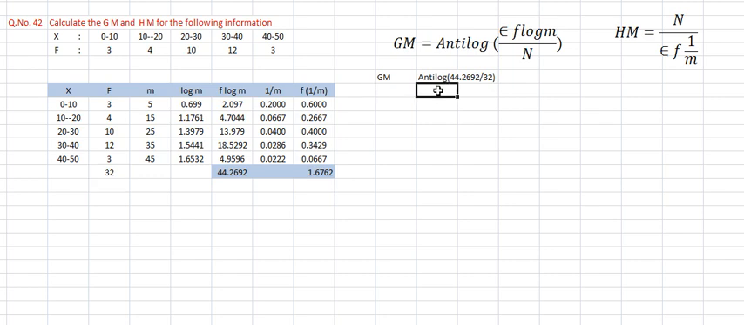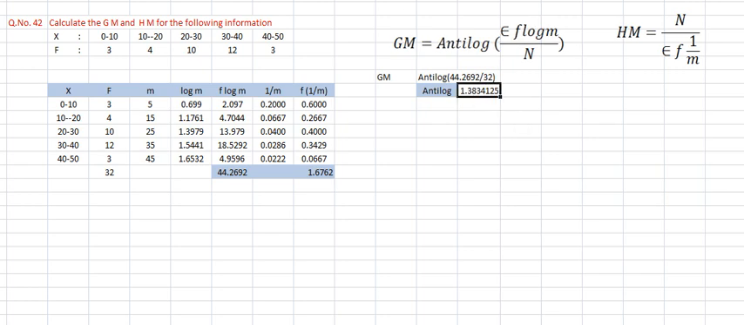So you have to find the antilog. It equals 44.2692 divided by 32. So the answer comes to this. For this answer you have to take 4 places. Now check the output of this example: 1.3834. So the first 4 places you have to find from the antilog. Only this number you have to find from the antilog. So I will show the antilog of which one?